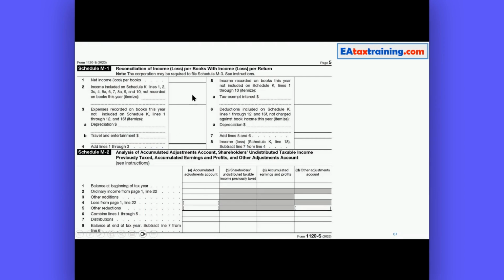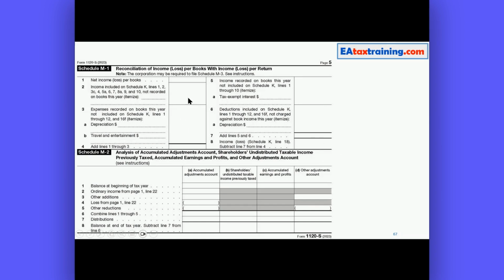Next is Schedule M1 and M2. So M1 is the reconciliation of book and tax income. So you'll start with your book income, then you'll have your book to tax differences, and then this is where you'll end up with that line 18 of Schedule K.